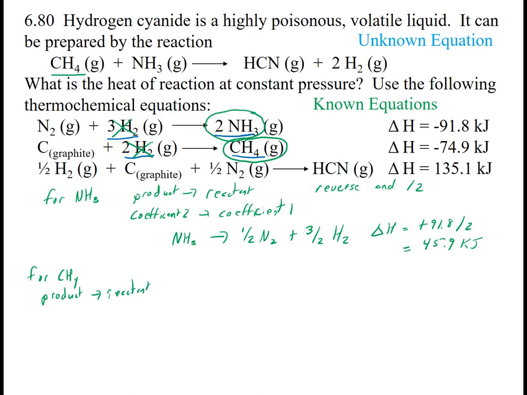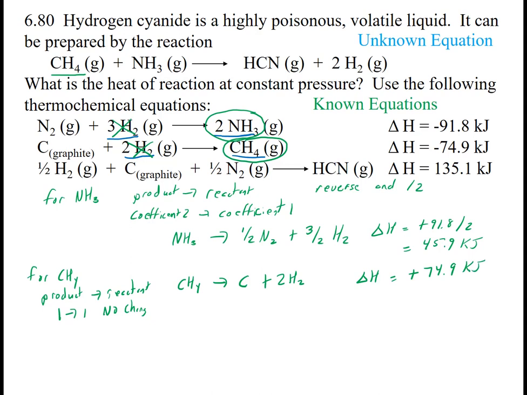The coefficient here is 1 and the coefficient there is 1. So I'm going from 1 to 1, so there's no change there. So I need to make this line up. To reverse it, that means CH4 goes to form carbon. I'm not going to worry about writing graphite, but carbon can come in multiple forms. That's why it specifies graphite. Plus 2 hydrogens. And the delta H is just going to simply become a positive 74.9 kilojoules.